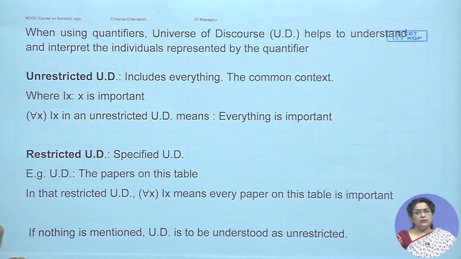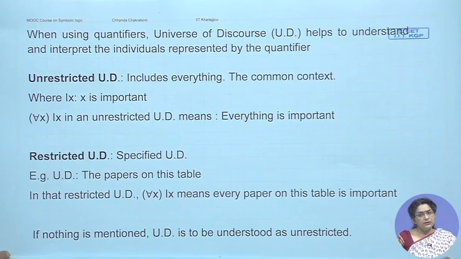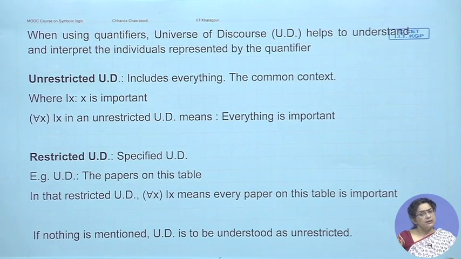Now, the default is, the convention is that if nothing is mentioned when you are asked in the translation or anywhere, when there is no special mention of the UD, you are to understand we are talking about an unrestricted UD. If it is restricted artificially, that will be mentioned. Okay, we are talking about this specific UD, not all, not everything. Okay, so keep that in mind.